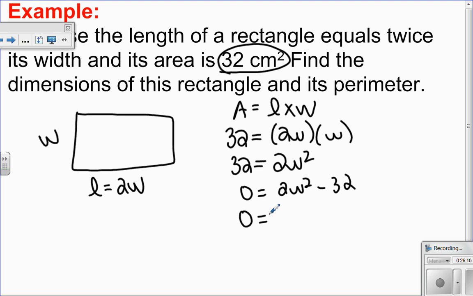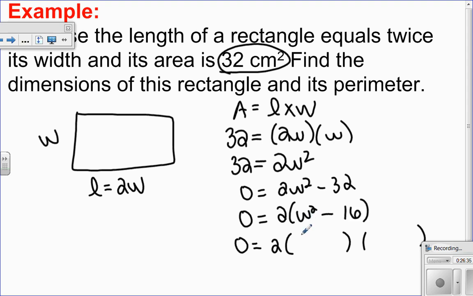So see how both numbers are even? I'm going to factor out a 2 first. So 2w squared divided by 2 is w squared. 32 divided by 2 is 16. And w squared minus 16, that is a difference of squares. It's a binomial where each of the terms are perfect squares and they're subtracted.